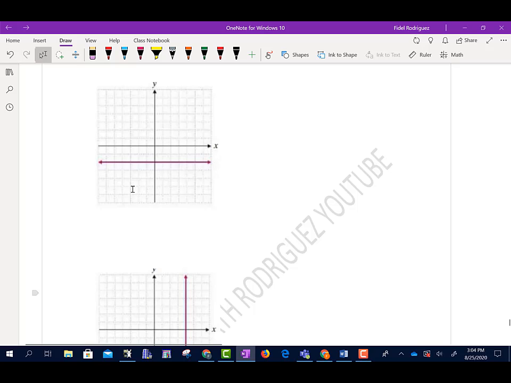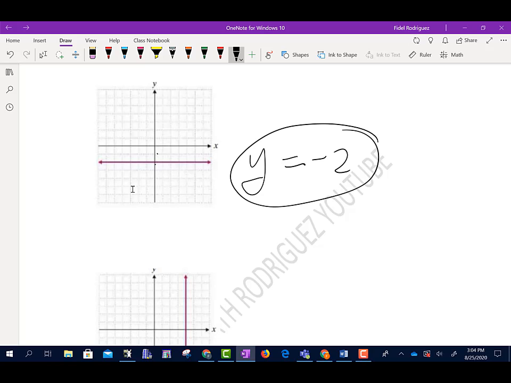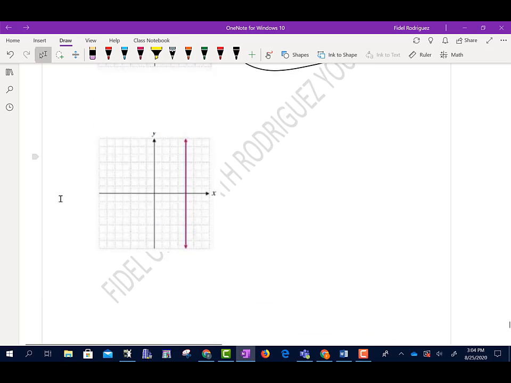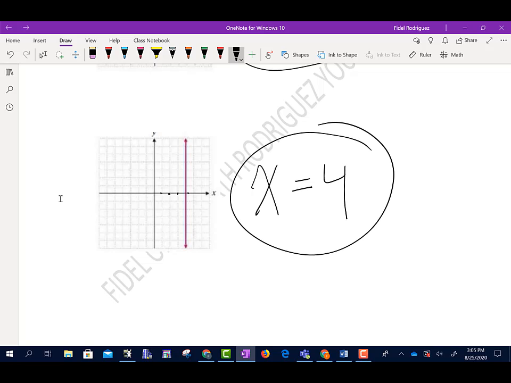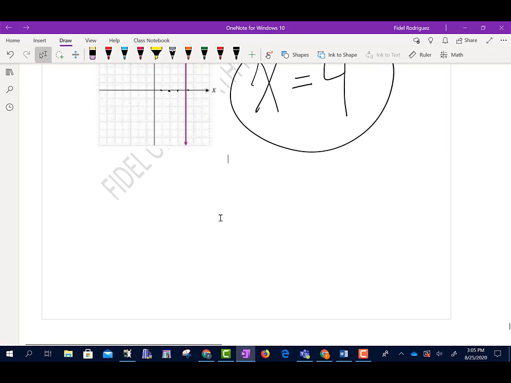Aha! So the last two problems I got here, let's see. This line looks like it is a horizontal line. Remember, horizontal lines are always in the form y equals. That's negative 1. That's got to be negative 2. Okay. This is a vertical line. Remember, vertical lines are always in the form x equals. 1, 2, 3. This looks like it's at 4. So we got x equals 4. Okay. And that was 8.4.